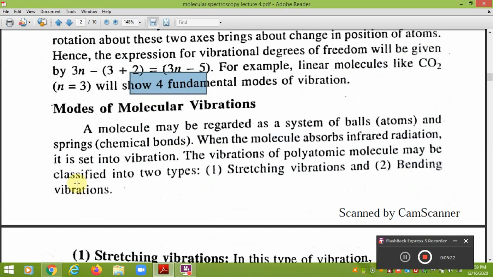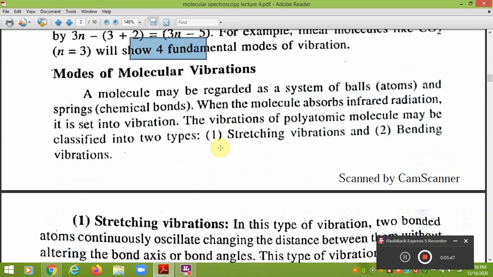As you know, in the case of non-linear and linear molecules, we have a different number of modes of vibration based upon the number of atoms present in the molecule. So what are the different modes of molecular vibrations possible? A molecule is regarded as a system of balls and springs, which are the bonds.